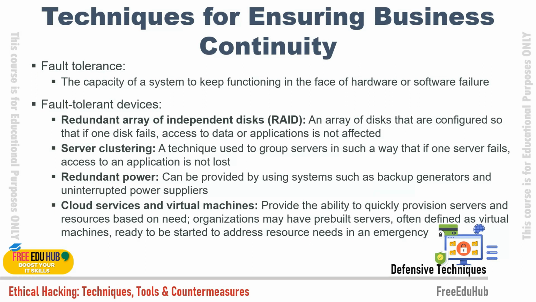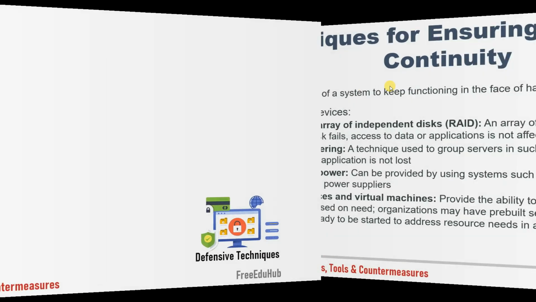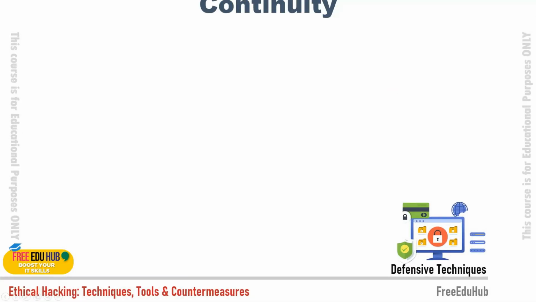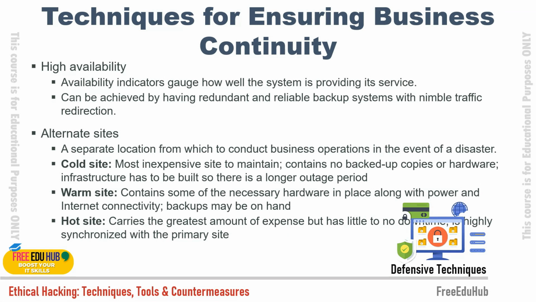Now, cloud services and virtual machines are another way with the help of which we can make sure that our business is still working. It provides the ability to quickly provision servers and resources based on the needs. An organization may have rebuilt systems or servers, often defined as virtual machines, ready to be addressed and started. Resources are already available and they are being properly backed up, so you can be back in business as soon as a disaster happens.